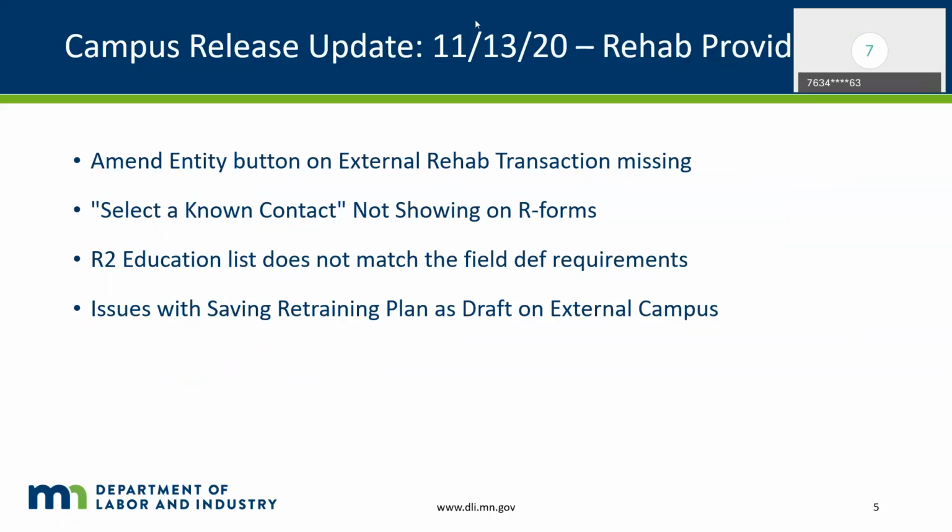Yeah. And then the R2 education level, I know a lot of people had this, where we were missing some of the education things in there. And then issues with saving the retraining plan as a draft. That was something we fixed. So you should be able to save all those in there now, and you should be able to start filing those forms. We'll continue to work with the rehab providers this week to ensure that their experience goes a little smoother so that these forms can get filed, not only on the new cases, but on the old cases.